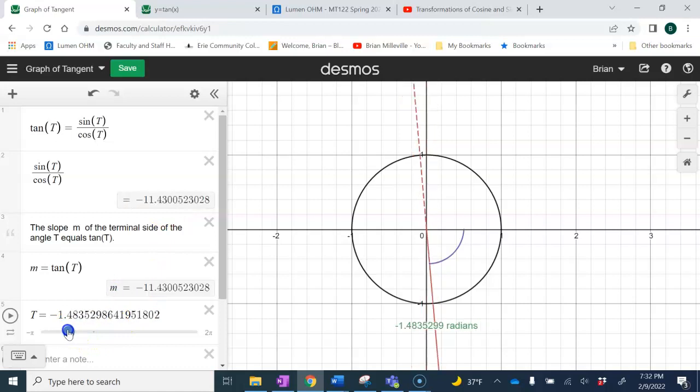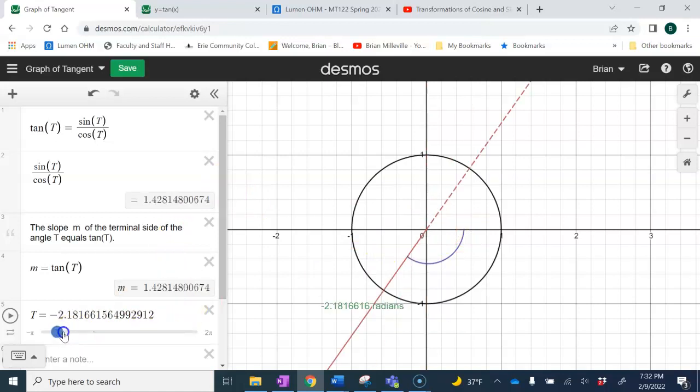If we go to negative pi over 2, then we can see again the tangent function is undefined there. If we went past that, we'd have a positive slope. Now notice here, the angle is negative 2.18 radians, but the value for tangent is positive because the slope of the terminal side is positive.